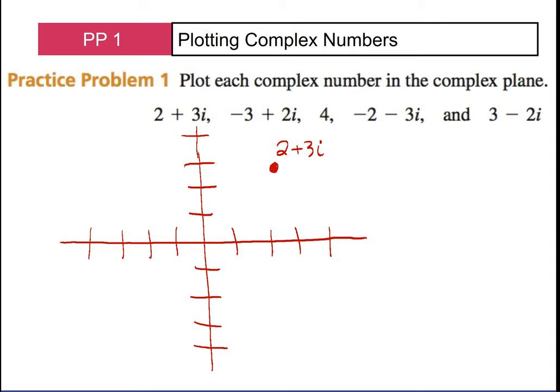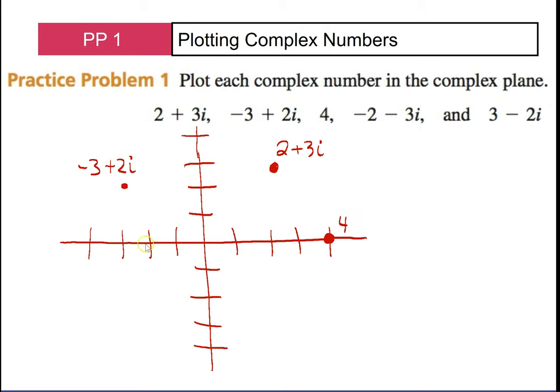This should be an easy one, just doing the complex numbers here. All right, negative 3 plus 2i: 3 to the left, 2 up would give us that. And then 4, so technically 4 would be 4 plus 0i, so we're just going to go out 4 numbers on the real part and stop right there. There's your 4. Let me label the 4 real quick here. There's my labeling of the 4.